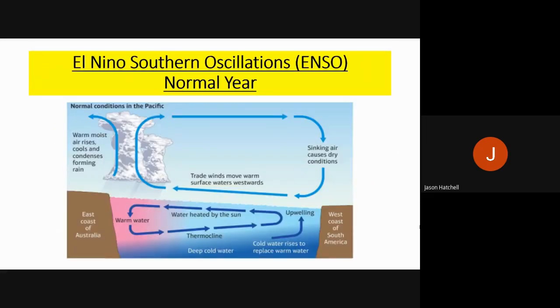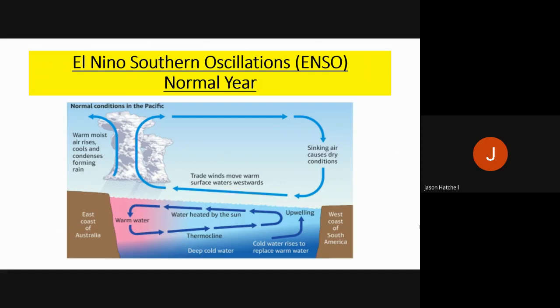Okay, so El Nino Southern Oscillation, or ENSO. Now, there are 3 types: a normal year, an El Nino year, and a La Nina year. So here is a normal year in the Pacific Ocean. What we have is the east coast of Australia and the west coast of America. So Peru and Australia.